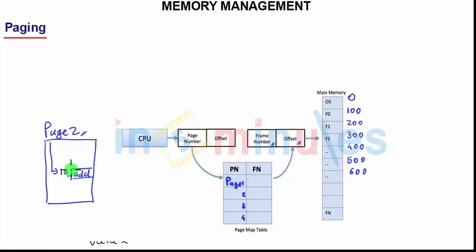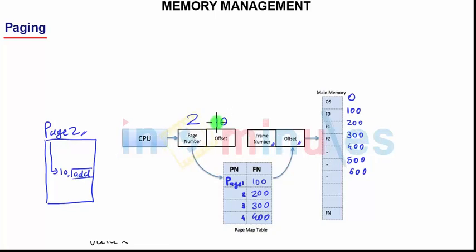Now coming back to this, let's say page 1 is at 100, page 2 is at 200, page 3 is at 300, page 4 is at 400. Now see how the mapping would be done. When the CPU gives the address, it would provide two details. Number 1, page number, and number 2, offset. From the offset and page number, it is clear what page we are trying to reach. So in our current case, it is page number 2. The moment the page number is clear, the frame number is clear.